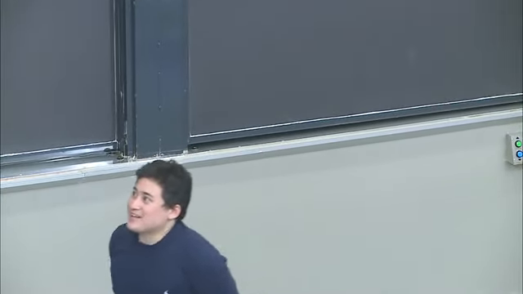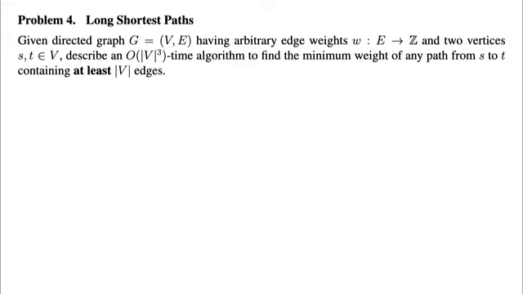Long shortest paths. Okay, given a directed graph having arbitrary edge weights, basically these could be positive or negative or 0, and 2 vertices from the graph, describe a V cubed time algorithm to find the minimum weight of any path from S to T. Okay, that sounds like Bellman-Ford right there. But I have this last condition, and the last condition is a little weird: containing at least V edges. So I want a short path in terms of weight, but I want a long path in some sense in terms of the number of edges I traverse.